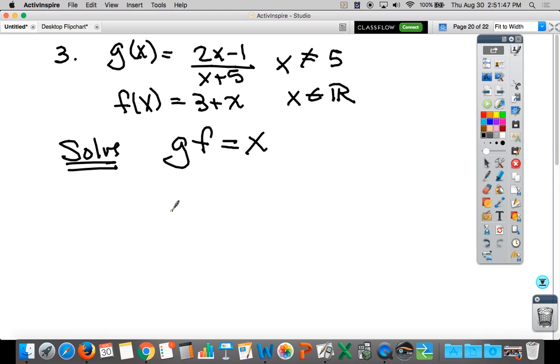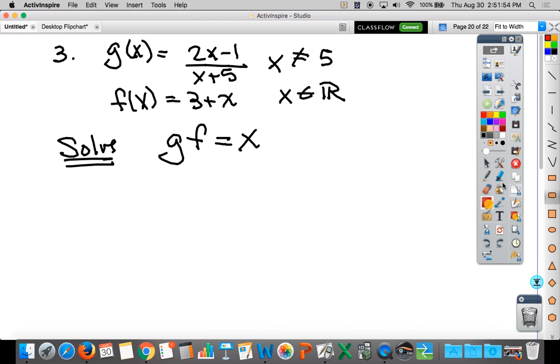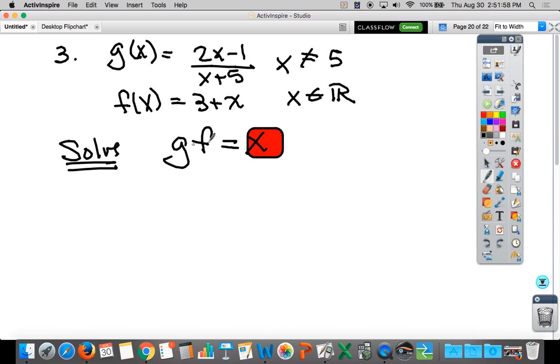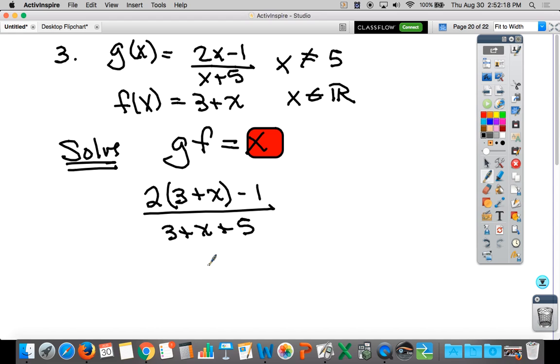So I'm going to get numbers here. If I looked at this without this, let me just cover this little part up right here. We're going to act like that's not there. What would that tell me to do? Put f into g. So that would be 2 times 3 plus x minus 1 over 3 plus x plus 5. Does that look correct?